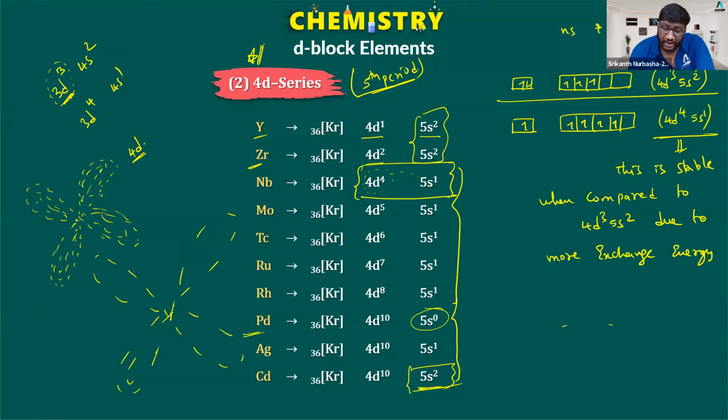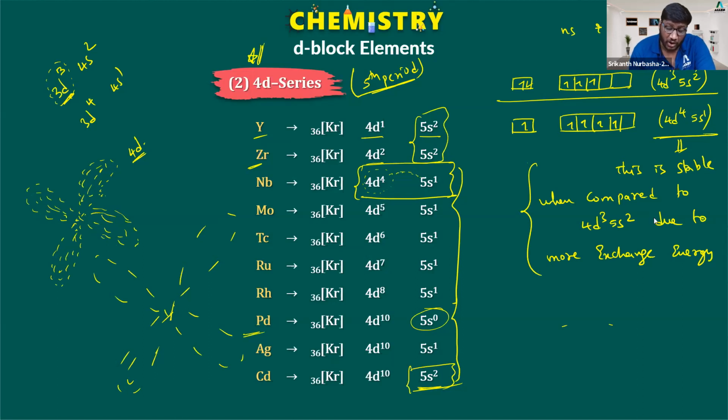So between 4d and 5s, the electrons can be transferred more easily when compared to the transfer between 3d and 4s. That is why you can say 4d4 5s1 is the electronic configuration. And why is it happening? Because of increased exchange energy.